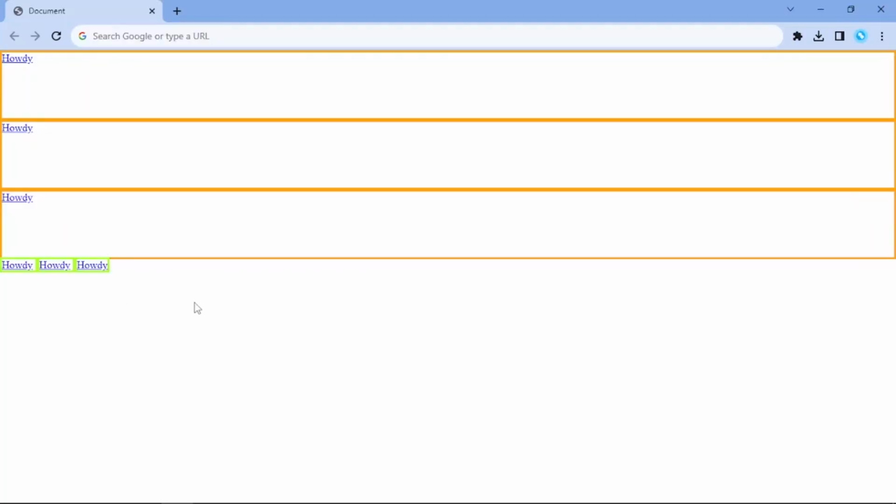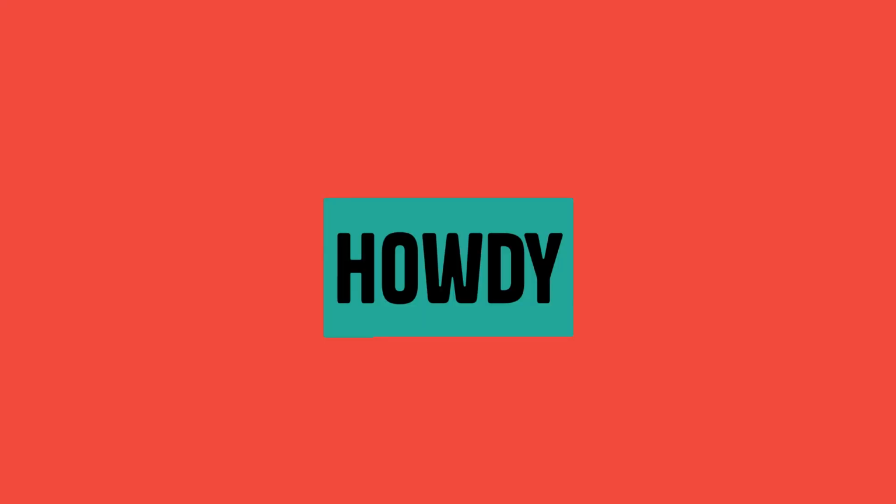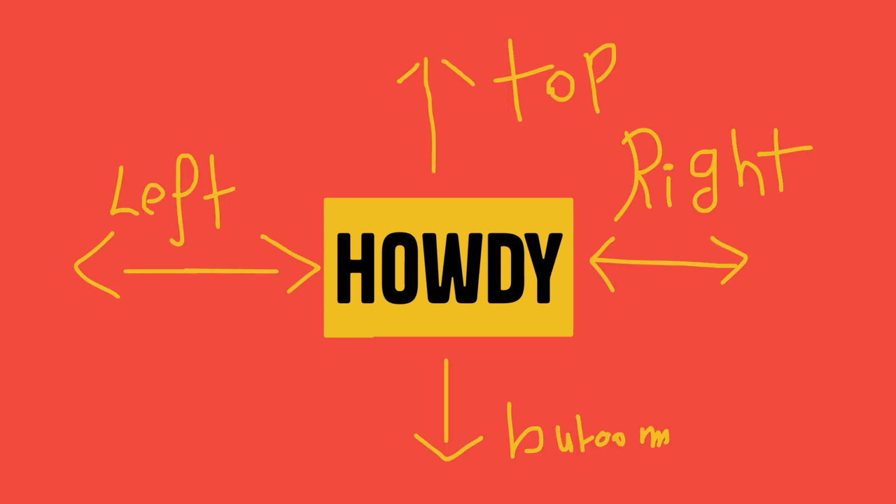Another example, the block elements take the whole width of the page, but the inline elements take the width of the content inside them. Their dimensions are determined by the content they contain. And when it comes to margin, inline elements only apply the margin left and the margin right, but they aren't affected by margin top and margin bottom. On the other hand, block elements apply all of them: top, right, bottom, left.